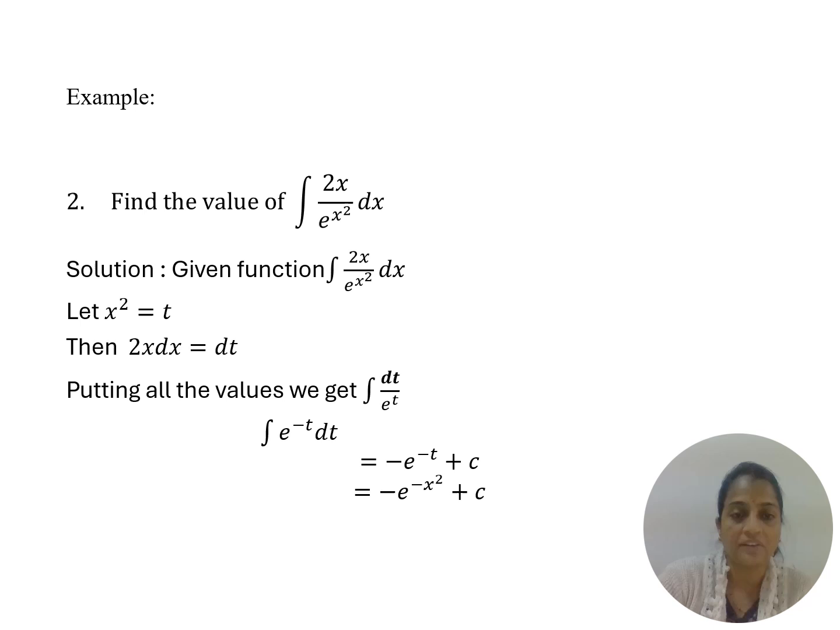So in the denominator we write e to the power t, and 2x dx is equal to dt. Putting all these values, we get integration dt upon e to the power t. 1 upon e to the power t we also write as e to the power minus t dt. So integration of e to the power minus t is equal to minus e to the power minus t plus c, and put again the value of t as x square. So we write the answer as minus e to the power minus x square plus c.